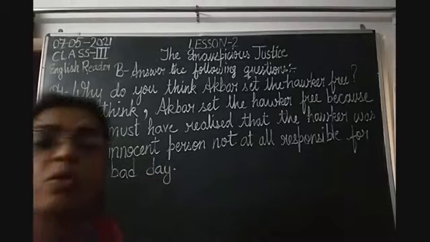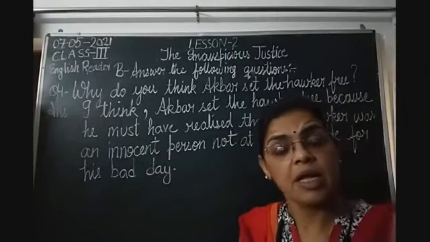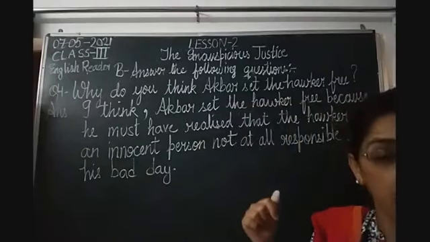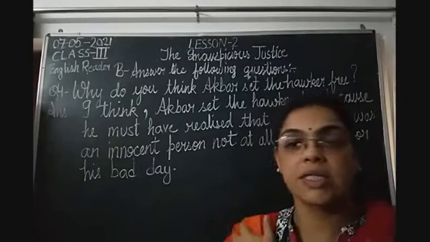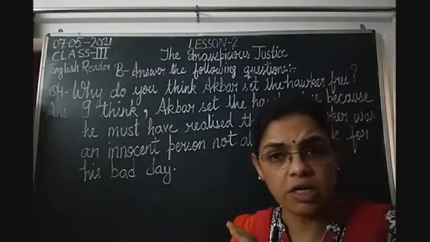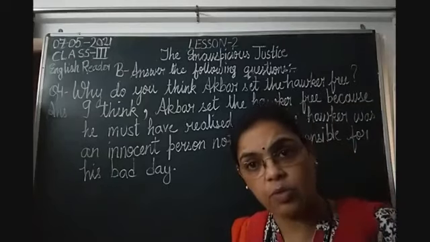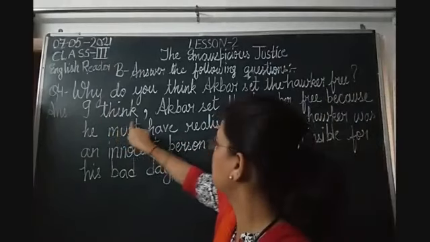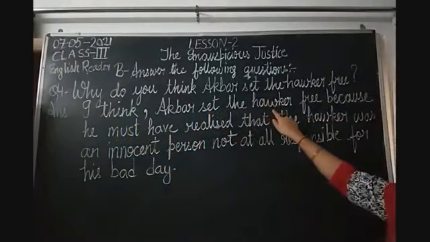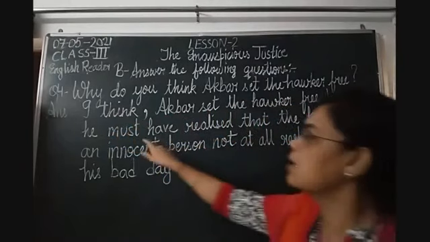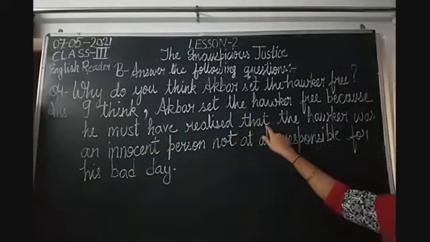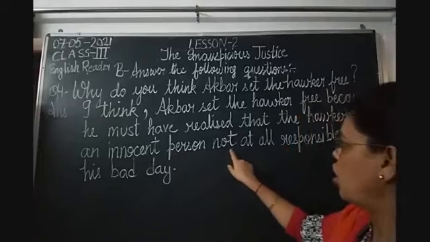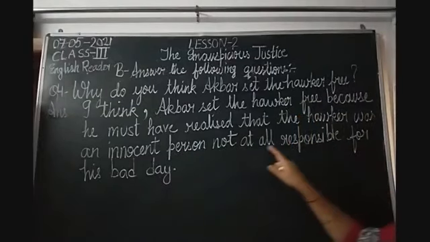Akbar ne hawker ko kyun free kar diya tha? Because Akbar must have realized that the hawker was not responsible for his bad day, and the hawker was an innocent person. The hawker did not do anything that was responsible for Akbar's bad day. So our answer will be: I think Akbar set the hawker free because he must have realized that the hawker was an innocent person, not at all responsible for his bad day.